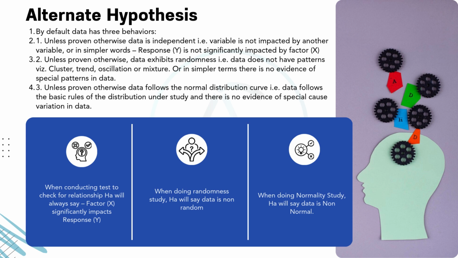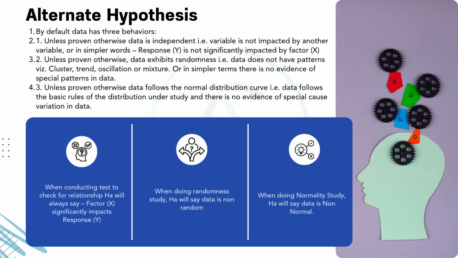1. By default, we assume that one variable does not impact another. Unless we have statistical evidence to say otherwise, we consider the factors, Xs, and outcomes, Ys, to be unrelated. HA challenges this by claiming factor X significantly impacts response Y.